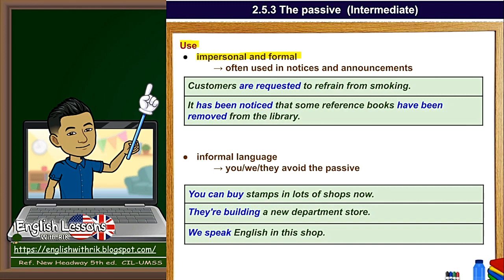It has been noticed that some reference books have been removed from the library. In informal language, we often use you, we, and they to refer to people in general or to no person in particular. In this way, we can avoid using the passive. You can buy stamps in lots of shops now. They're building a new department store. We speak English in this shop.